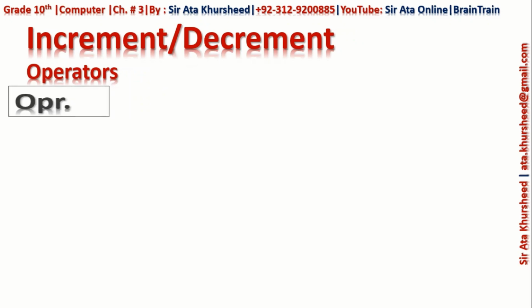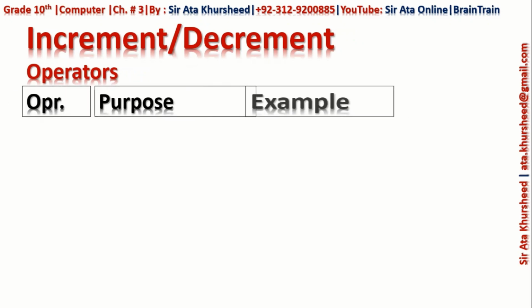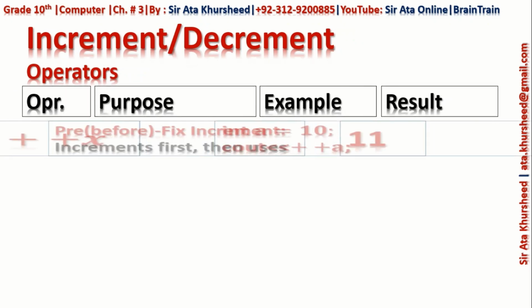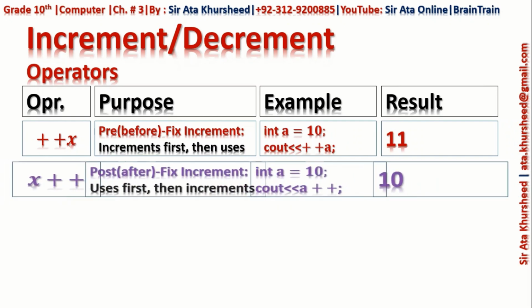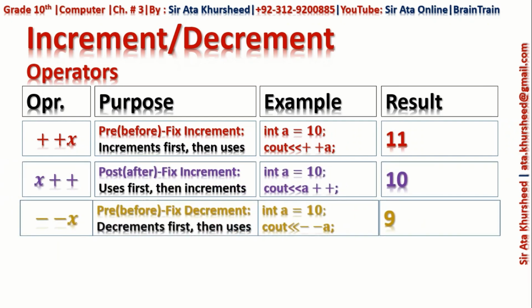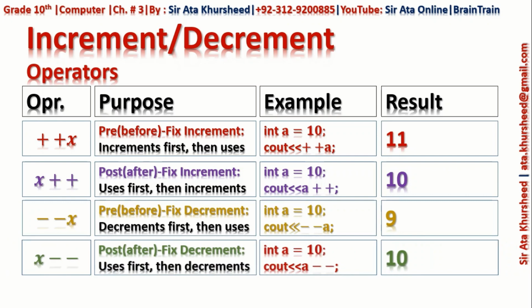C++ gives us prefix and postfix increment and decrement operators. Here's how they work. Prefix increment operator. The value is increased by 1 first, and then that new value is used. Postfix increment operator. The original value is used first, and then it's increased by 1. Prefix and postfix decrement operators work in the same way, but they decrease the value instead of increasing it.